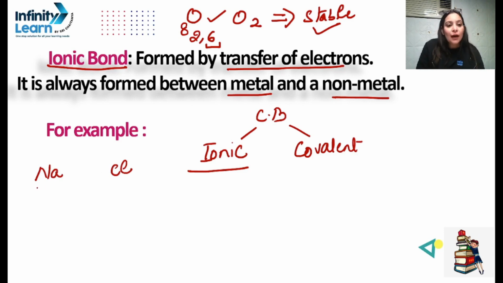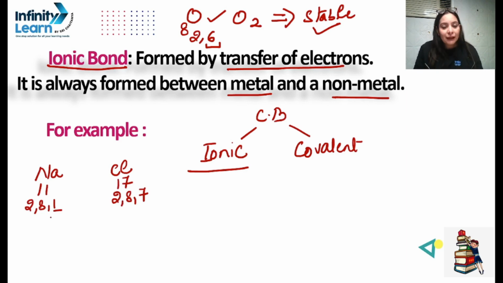So first thing, you have to write their atomic numbers. After writing, you have to write their configuration. Now, you know that all the elements which have 1, 2 or 3 electrons in their valence shell are metals, and all those which have 5, 6, 7 are non-metals. So a metal and a non-metal are combining, so obviously the bond is going to be ionic.